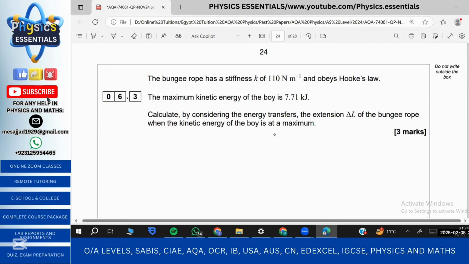The bungee rope has a stiffness of 110 newtons per meter and obeys Hooke's law. The maximum kinetic energy of the boy is 7.71 kilojoules. Calculate, by considering the energy transfers, the extension delta x of the bungee rope when the kinetic energy of the boy is at maximum. So what was the maximum potential energy? Maximum GPE was 9560 joules. When GPE is maximum, KE is 0, so the total energy is also 9560.